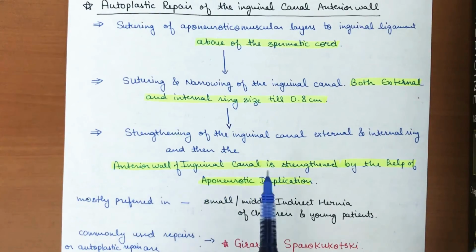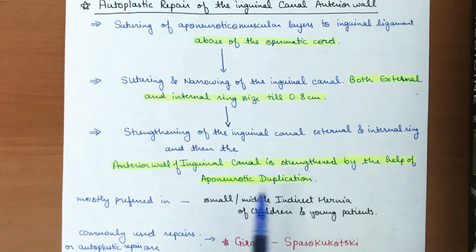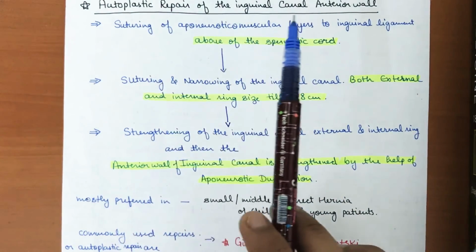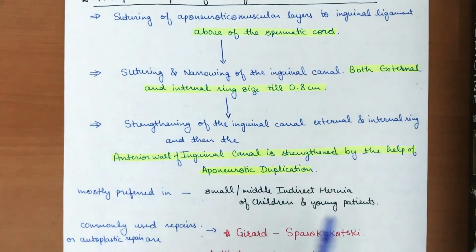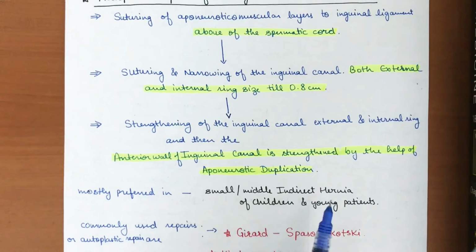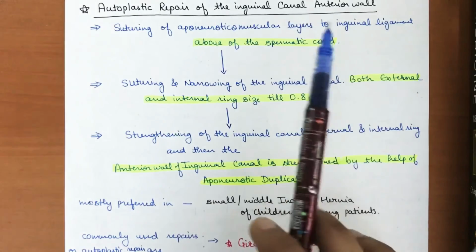The anterior wall of the inguinal canal is strengthened with the help of aponeurotic duplication. This is the main method of the autoplastic repair of the inguinal canal anterior wall. It is mostly preferred in case of small and middle indirect hernias of children and young patients.